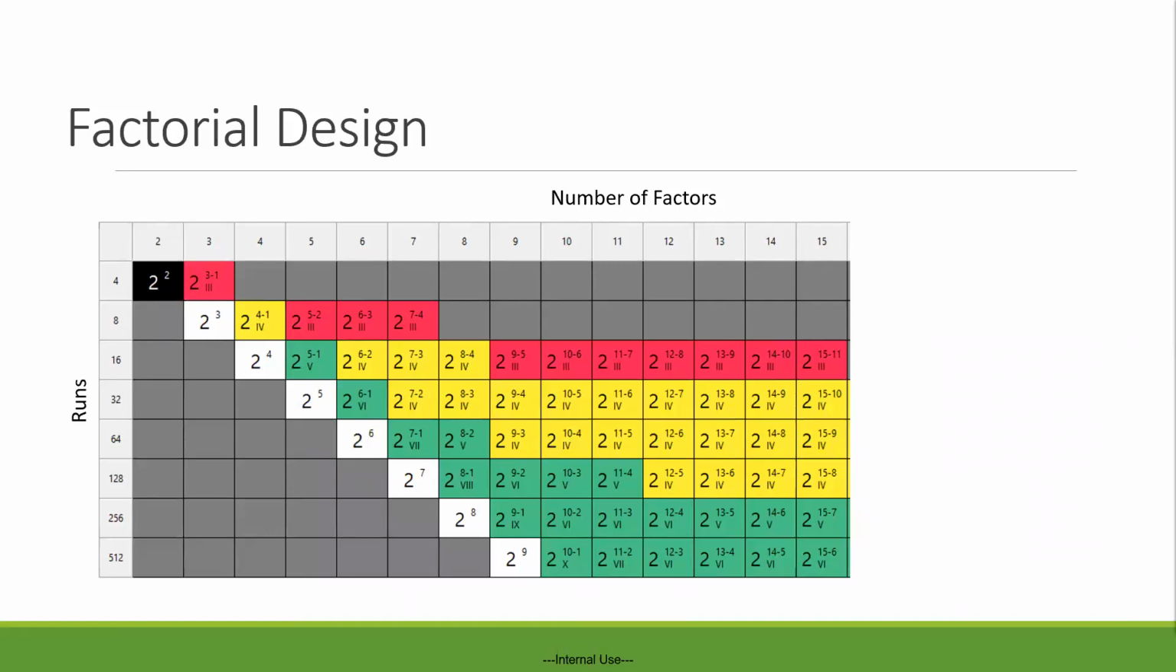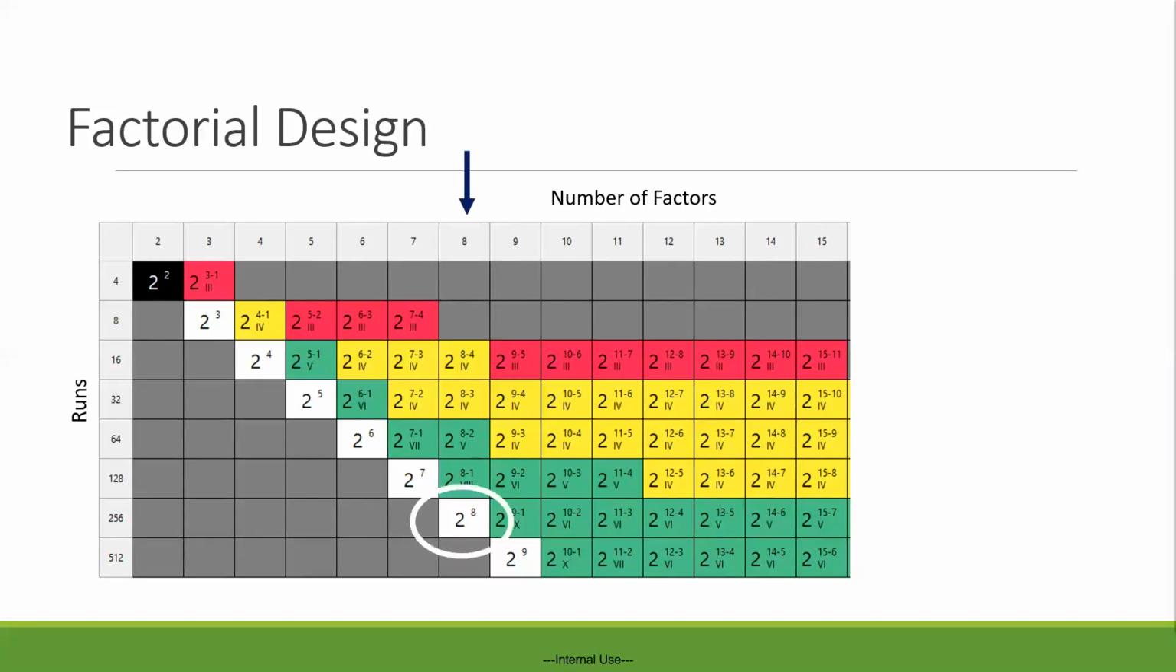There are a few terms that we need to know when we use the software to design the experiment. First, this table is generated by Design Expert. You can find it in other software as well. This lists different fractional options. On the y-axis, that shows the number of runs, which is the number of treatments. The x-axis shows the number of factors.